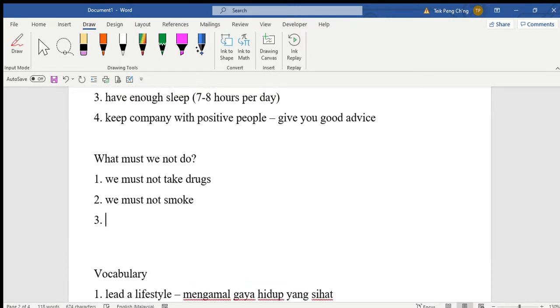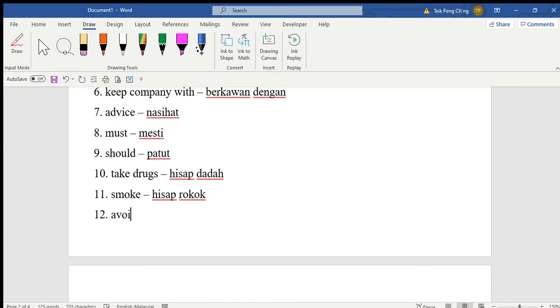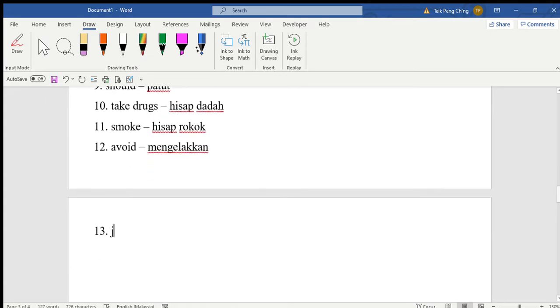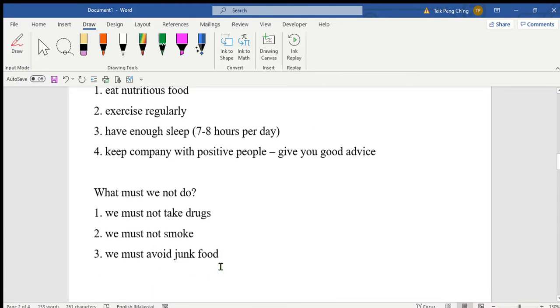Okay, next, number 3. What is the third point? We must avoid. Avoid maksudnya mengelakkan. What do we need to avoid? We must avoid junk food. Okay? Avoid maksudnya mengelakkan. And then junk food. Kalau junk maksudnya sampah. Food makanan. Makanan sampah means makanan yang tak sehat. So kita kenalah mengelakkan makanan yang tak sehat. We must avoid junk food.